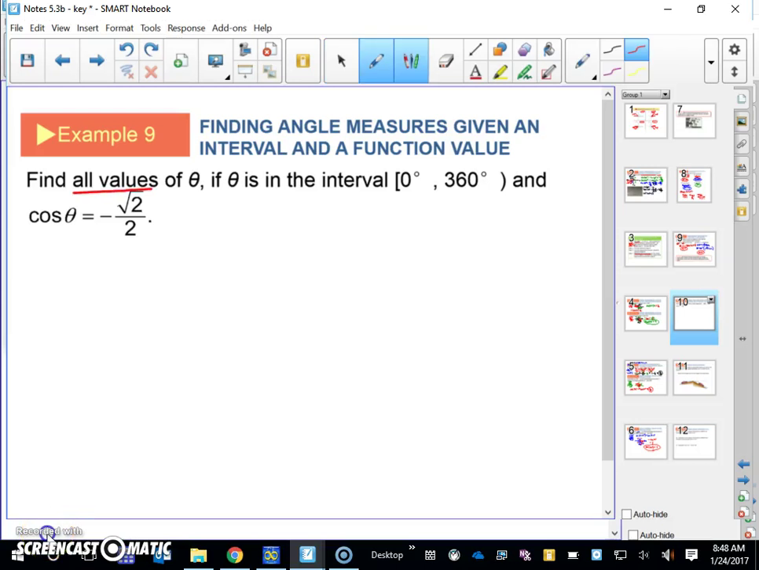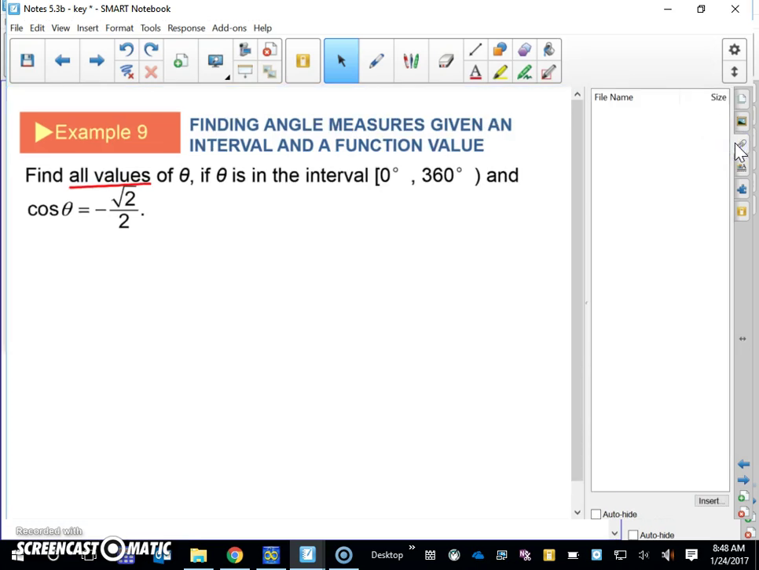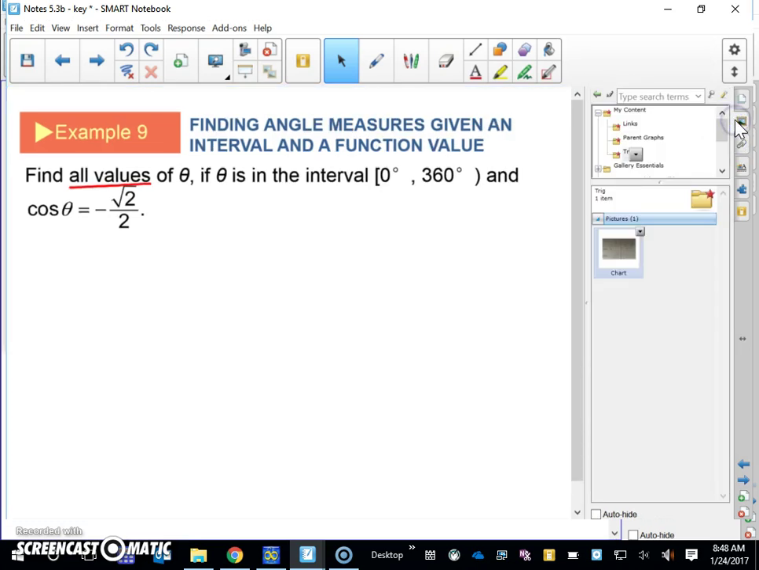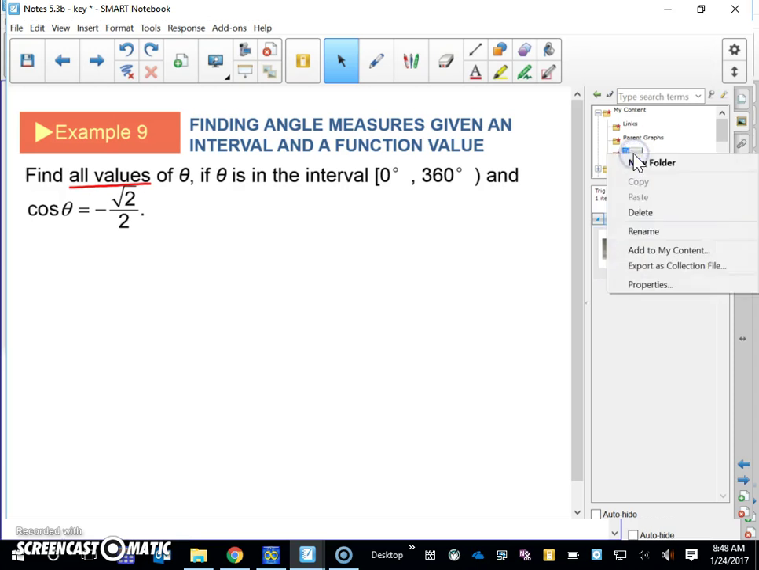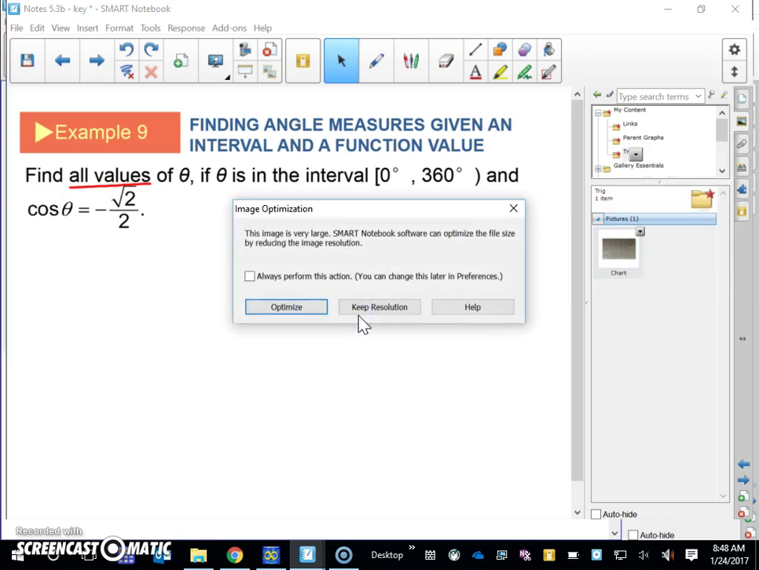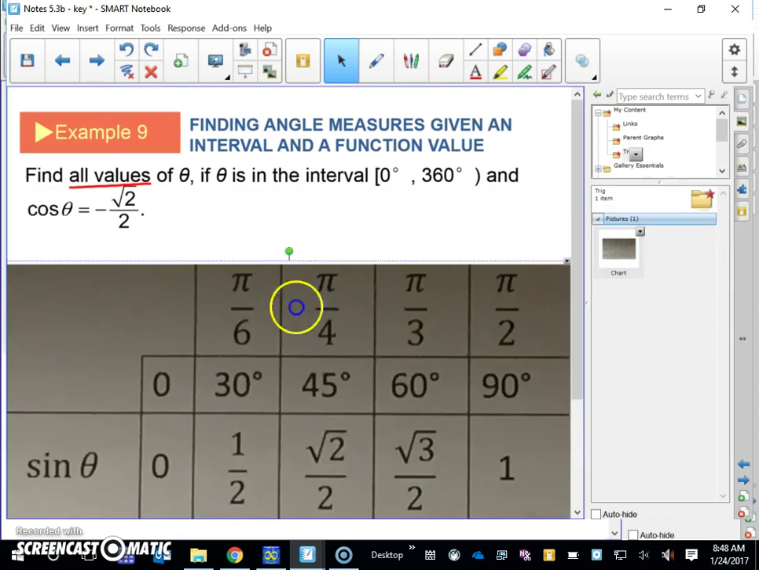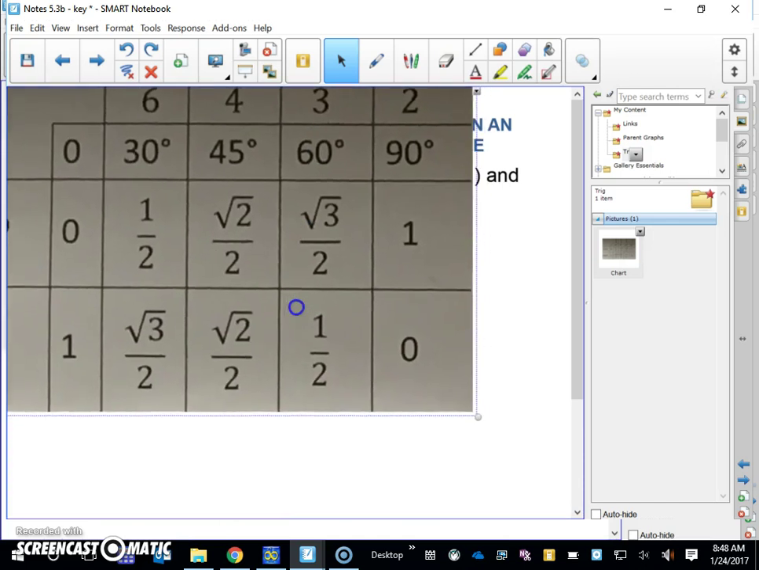Find all values of theta if theta is in the interval from 0 to 360 and cosine theta equals negative square root of 2 over 2. What we need to do is we're going to use the chart, but we're going to use the chart backwards.